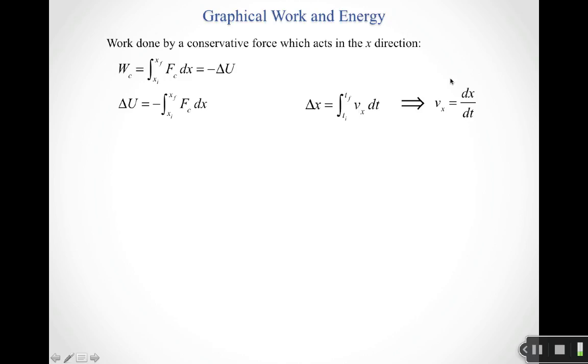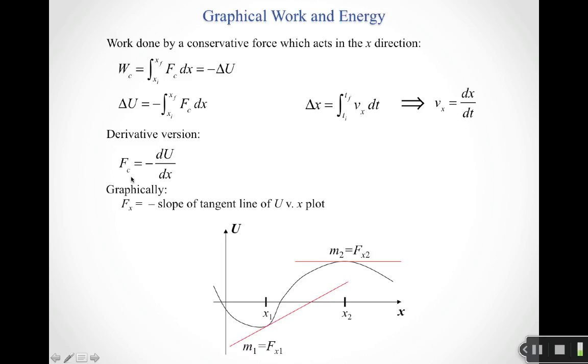Well, we know that we can take this equation and sort of undo it. So instead of being in its integral form, we take it back to its derivative form. So let's do the same thing with our equation for the change in potential. The derivative version of this equation, when we undo the integral and rearrange our terms, says that the conservative force is going to be equal to negative the derivative of the potential energy with respect to position. And again, we know how to deal with this.